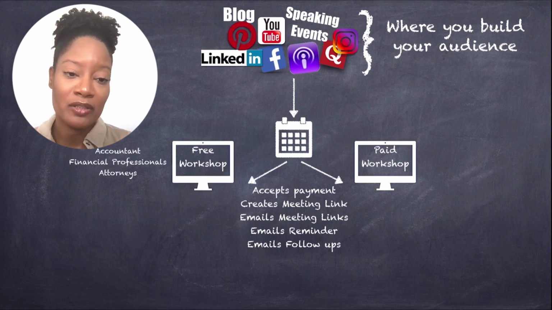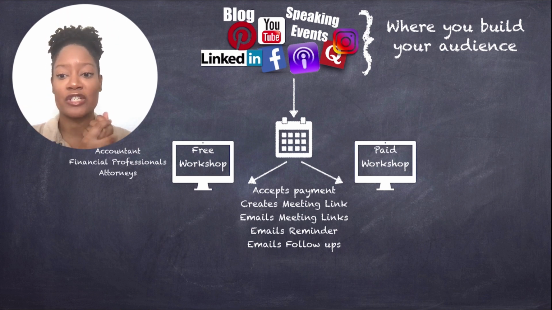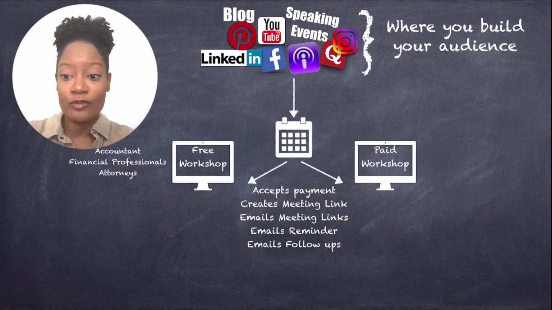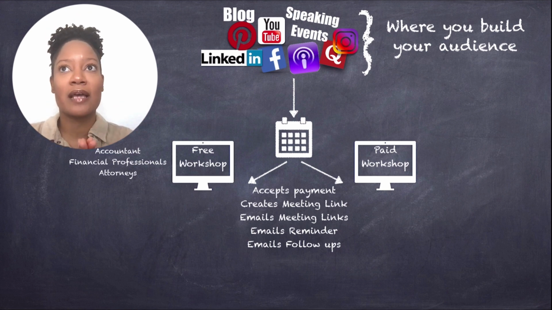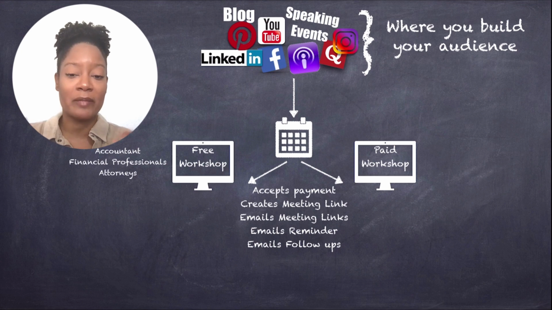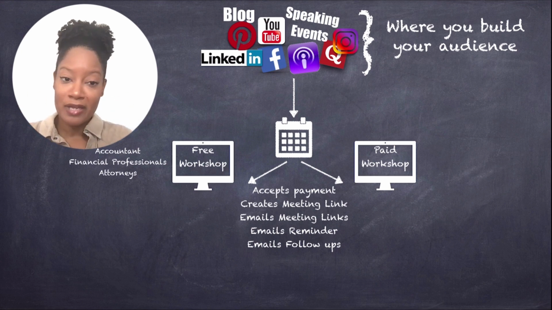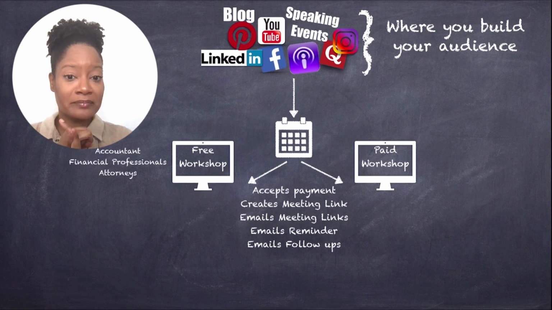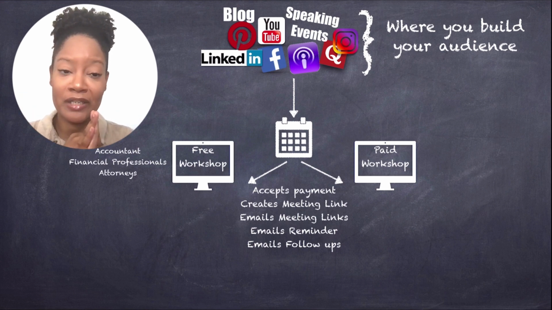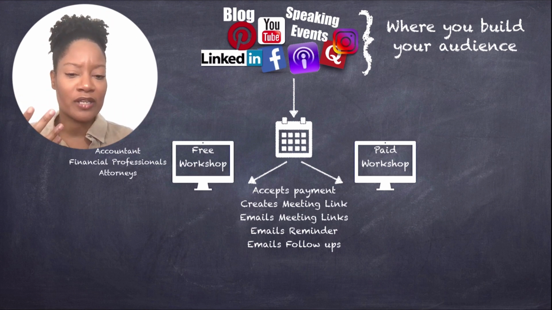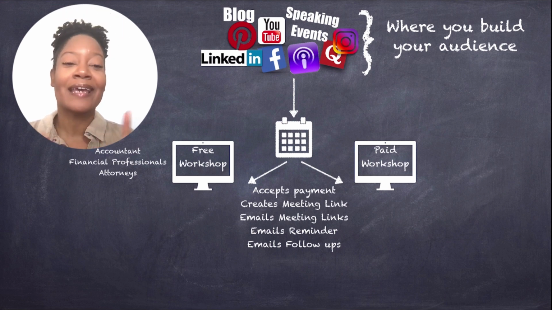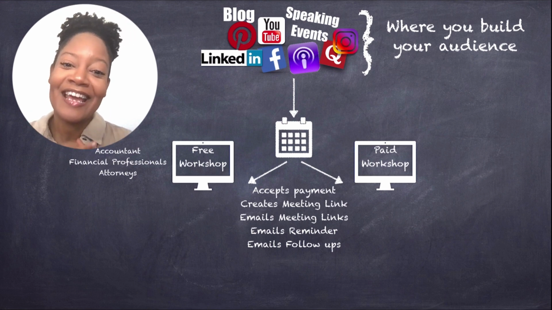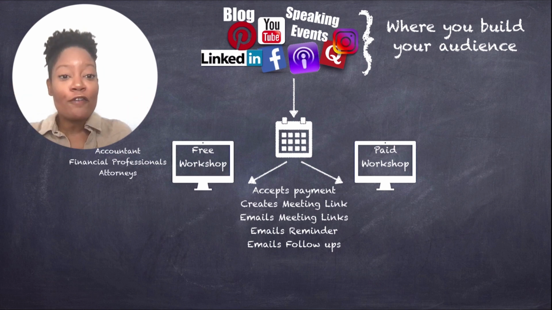Now, here's the great thing about the software. I see someone's asking, which is the software? Acuity is the software I use, but you can use any calendar software that automatically sets up your Zoom links and takes payment. So Acuity or Calendly, they accept the payment. It creates the Zoom link or Google Meet or whichever software you decide to use. It emails the link to the people who are signing up. It sends email reminders, and it does email follow-up for $14.